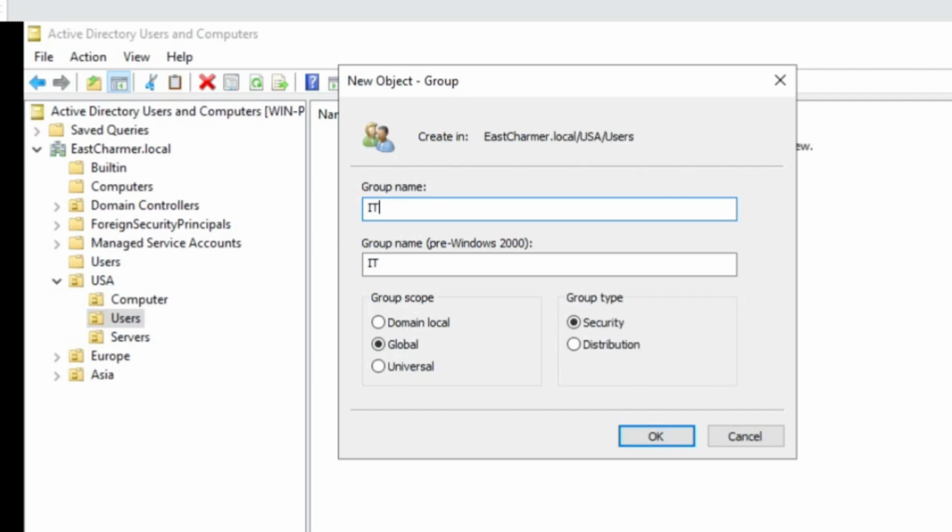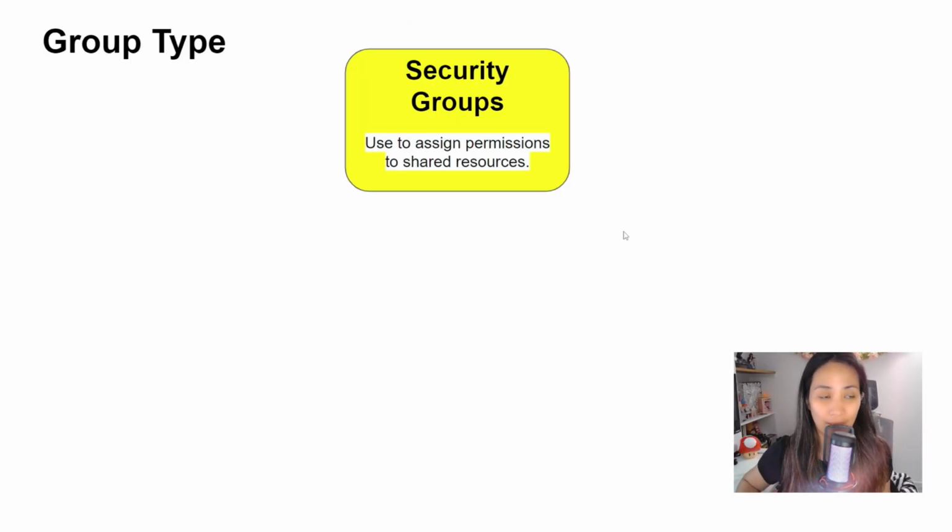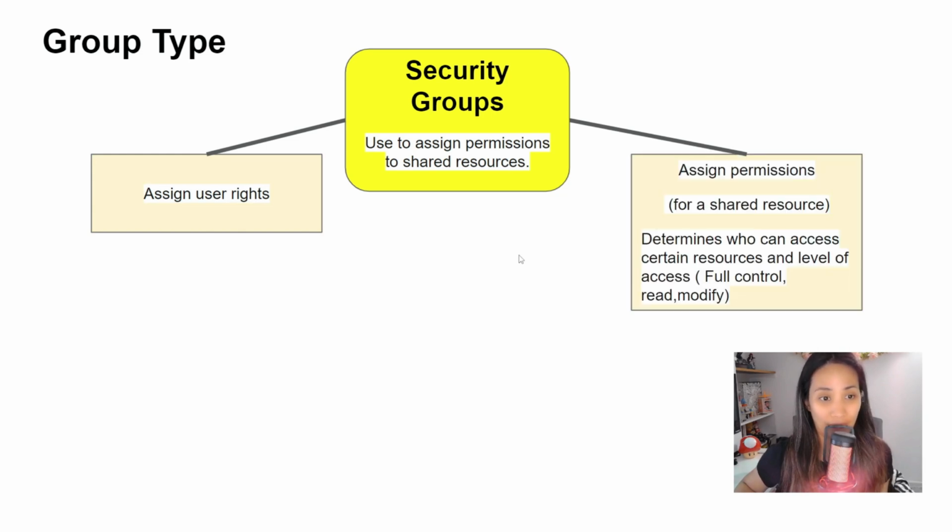We have 2 in here. The first type is the security groups. So the security groups are used to assign permissions to shared resources. And it also has 2 types in here, which are the user rights, and you can also assign permissions. So this is the group that you create if you want to give permissions to shared resources. And you can create a security group that just assigns user rights or assigns permissions. Those are 2 different kinds or types that you can do with security groups.